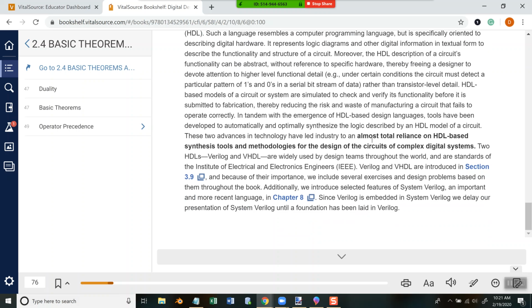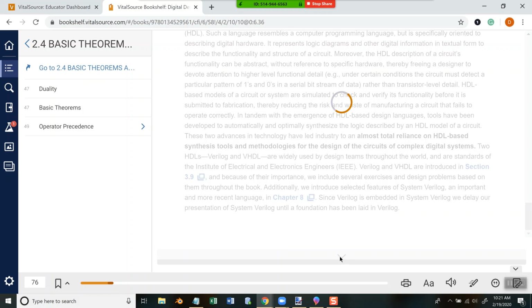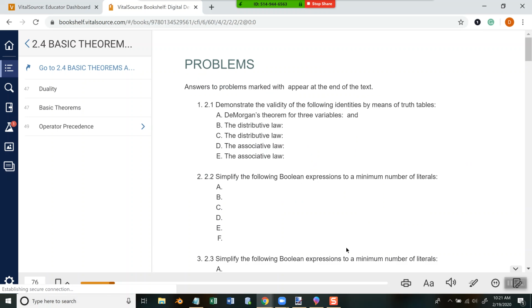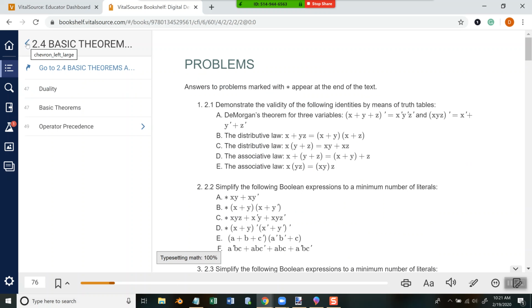Besides HDL type languages, we have ones that narrow down further, Verilog and VHDL. These are used by design teams throughout the world and are standards of the IEEE. And we'll be programming in Verilog and VHDL. Seems like there's another one we program in too. And that's the end of that chapter.